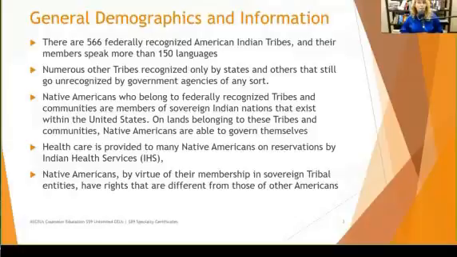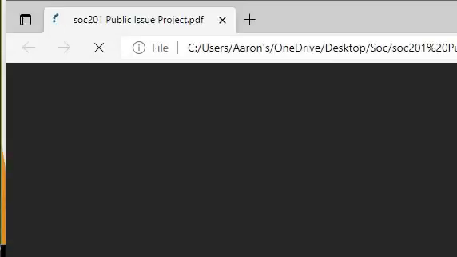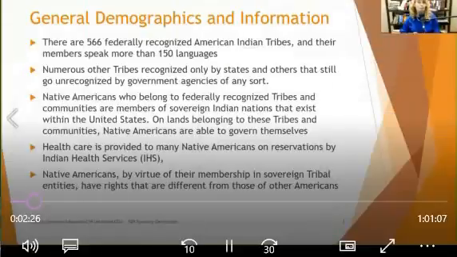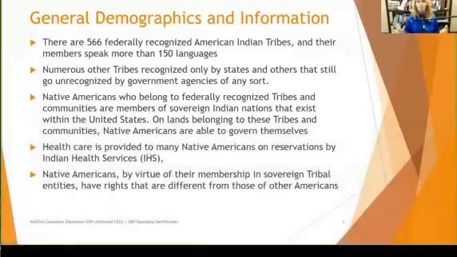Native Americans, by virtue of their membership in sovereign tribal entities, have rights that are different from those of other Americans. So if you're working with Native Americans, especially if you're working on a reservation, you want to make sure that you know any special rights that those persons may have.